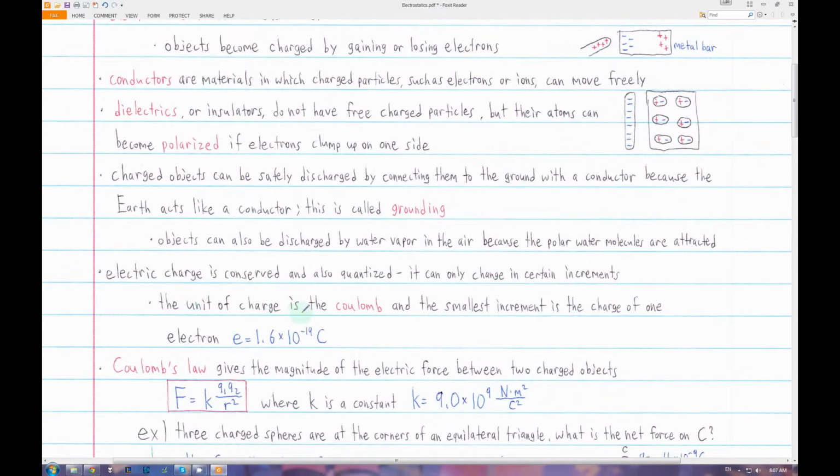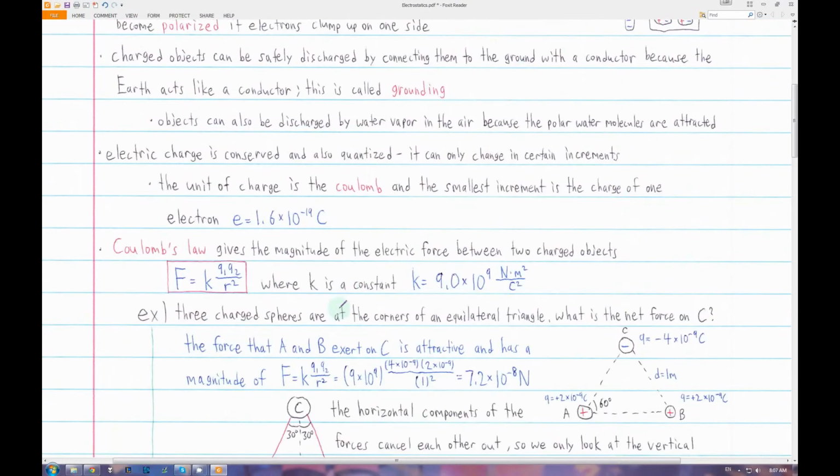So the unit of charge is the Coulomb, and the smallest increment of the charge is the charge of one electron, which is 1.6 times 10 to the negative 19th coulombs. And, well, an electron is negatively charged, so it would be negative of this. So we call this number the electron charge.